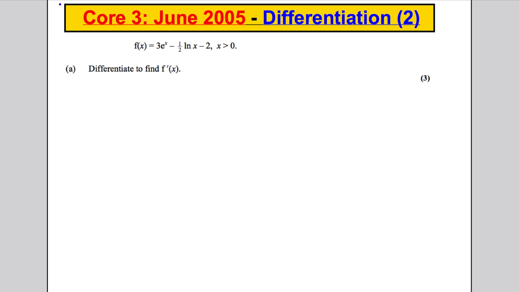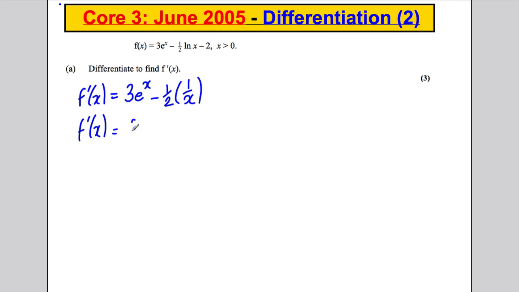Okay, part A says find f dash x. So we're differentiating this here. So let's go ahead and give it a go. This differentiates to 3e to the x. This differentiates to, you subtract half ln, and ln differentiates to 1 over x. And 2 differentiates to 0. So f dash x, just tidying up, would be 3e to the x, subtract 1 over 2x.